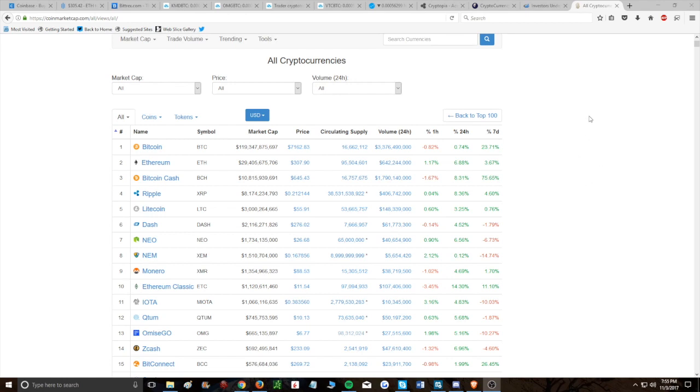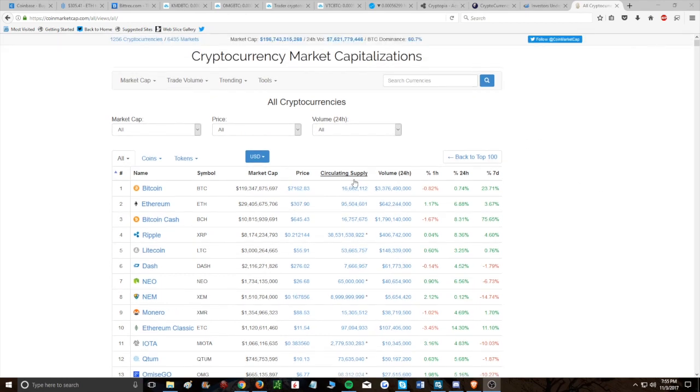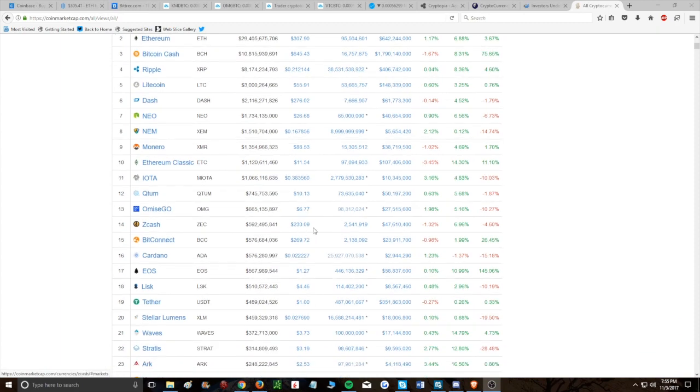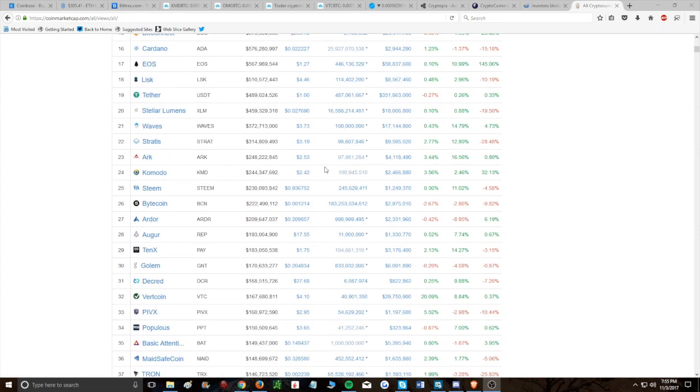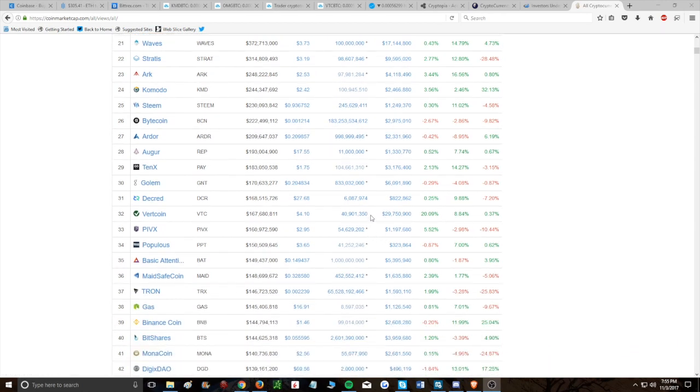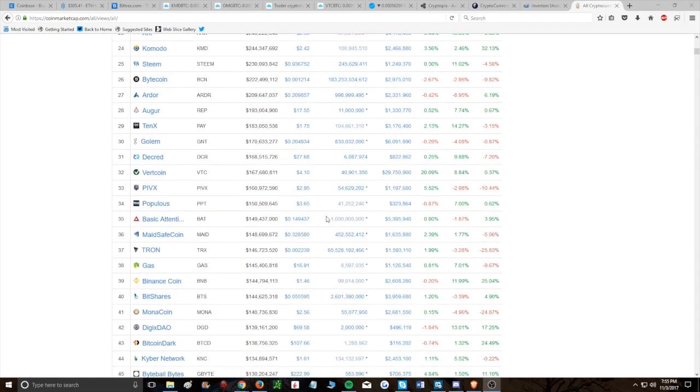I like to go down the list, and when I'm searching for coins, I like to find coins with a low circulating supply. That's my number one indicator. When I'm looking at cheap coins, I want to know their supply. Every single coin that I enter, I want to know their supply, because the lower supply coins have bigger upside potential faster.